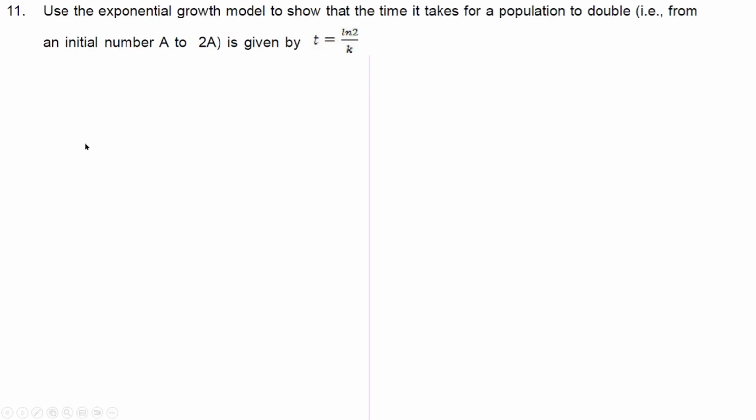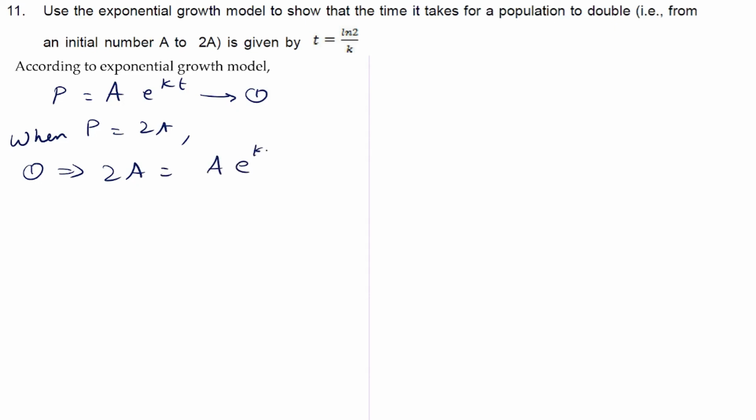Last question. Use the exponential growth model to show that the time it takes for a population to double, that is from an initial number a to 2a, is given by t equal to ln 2 upon k. So here we have to use the exponential growth model to show that the time taken for the population to double is ln 2 by k.